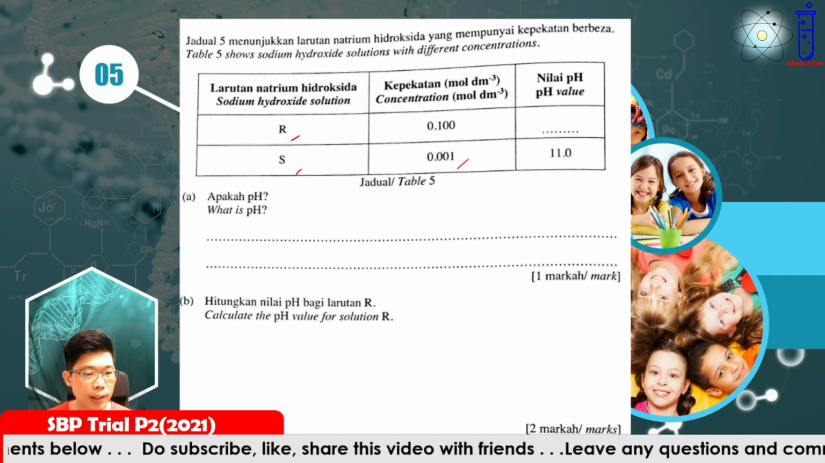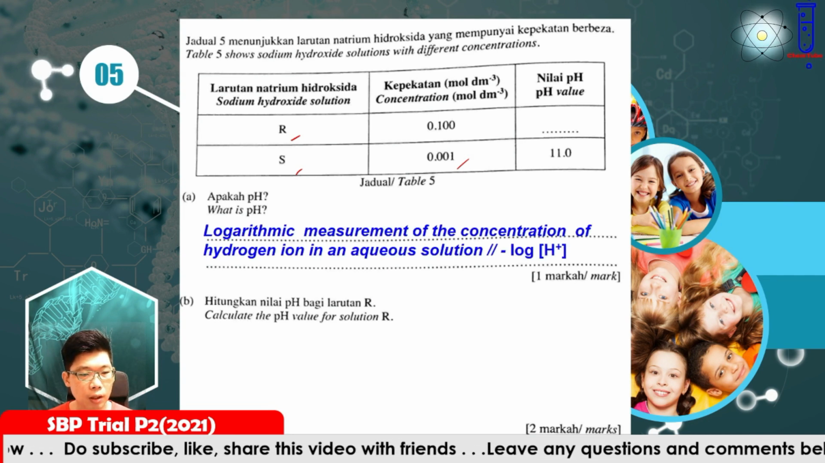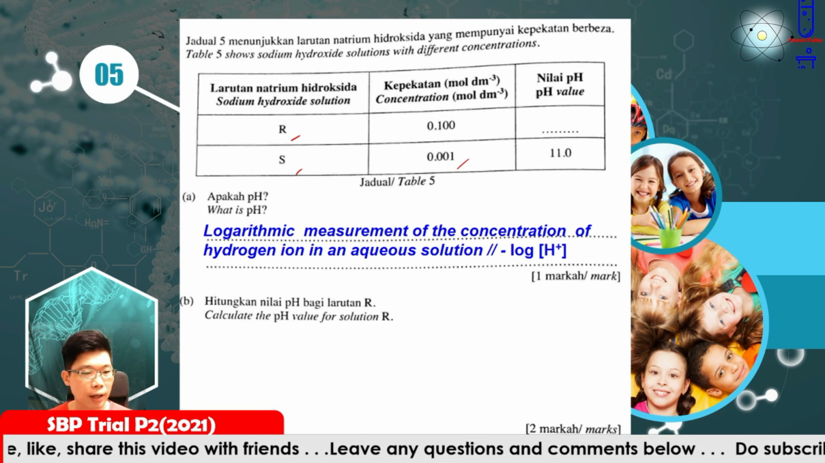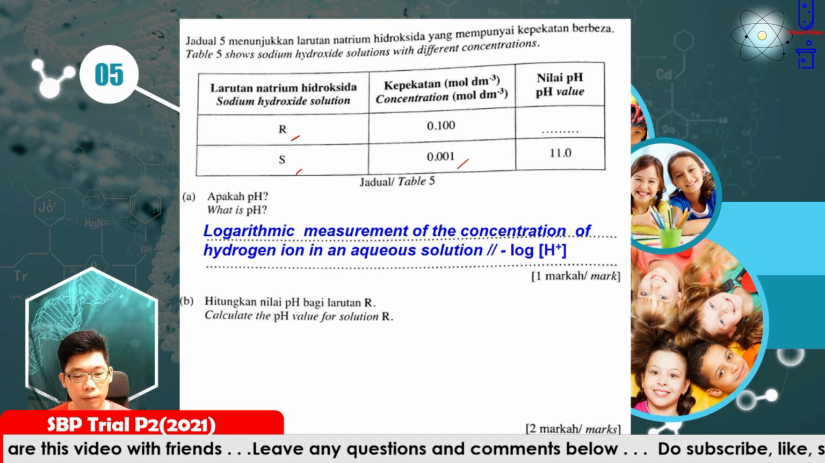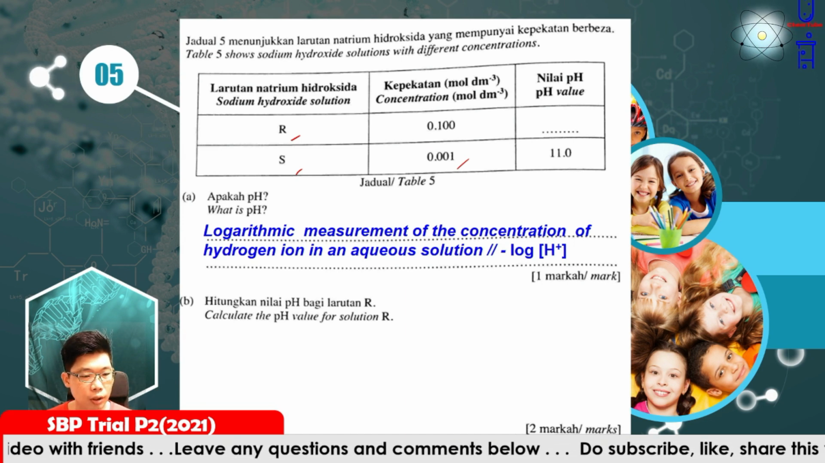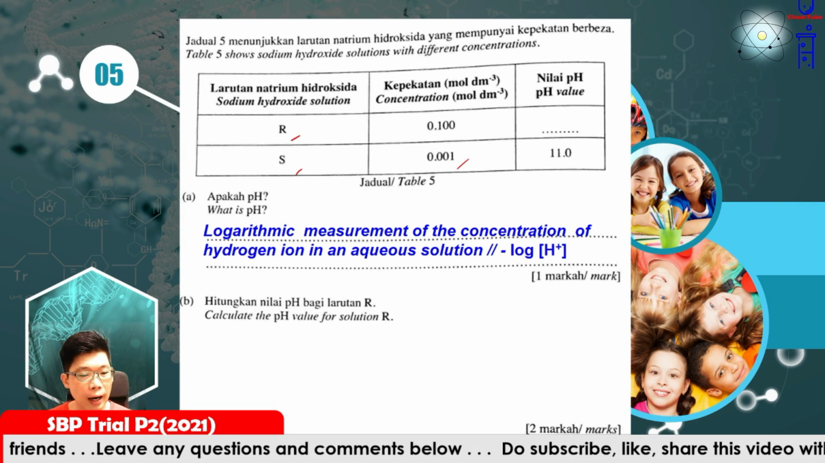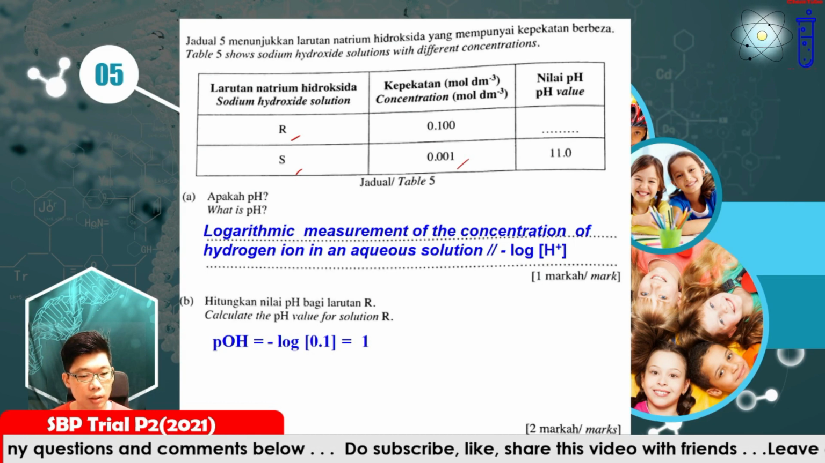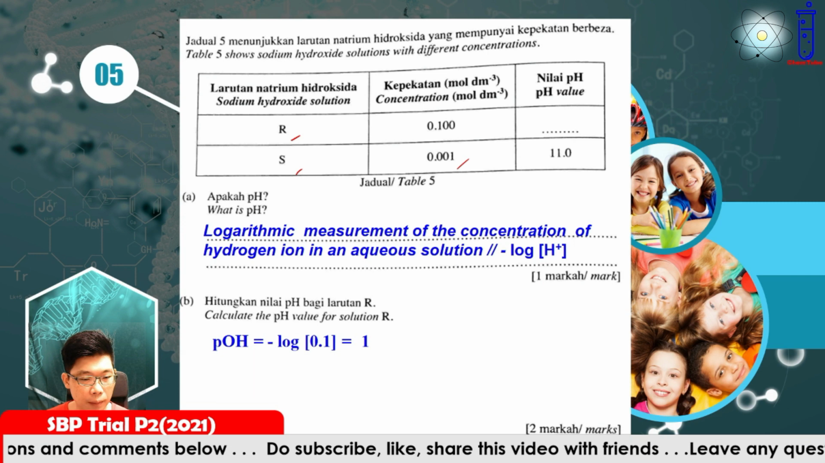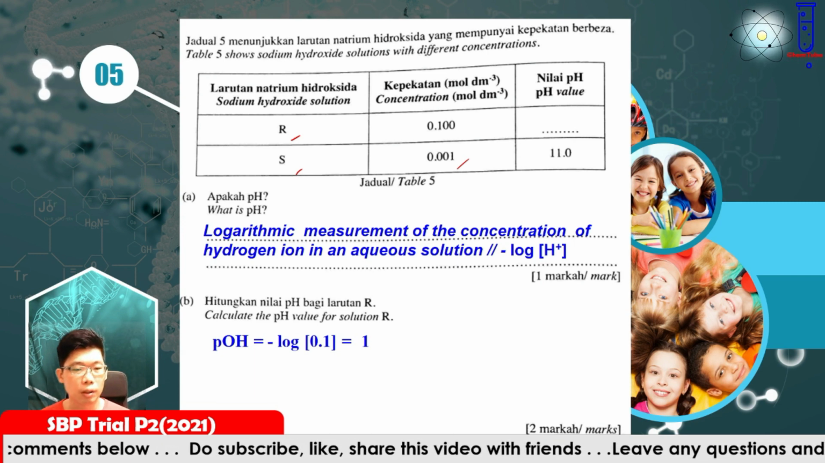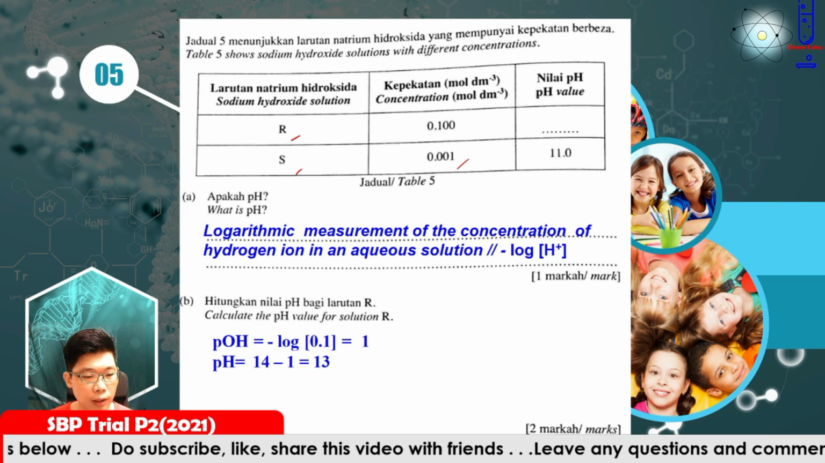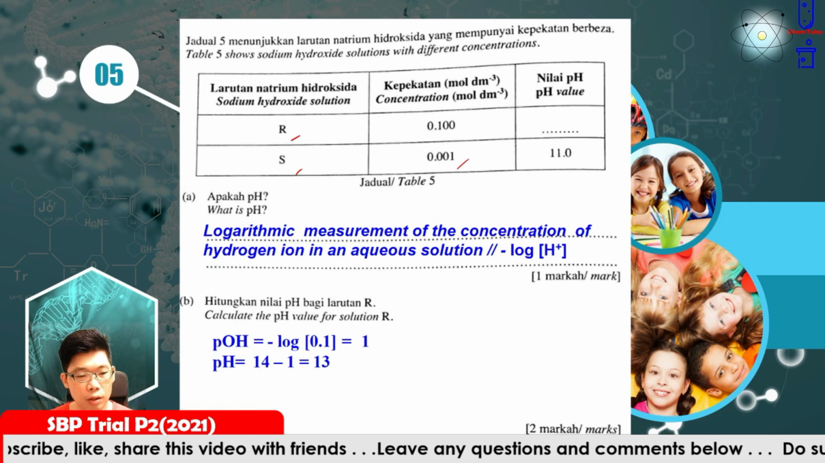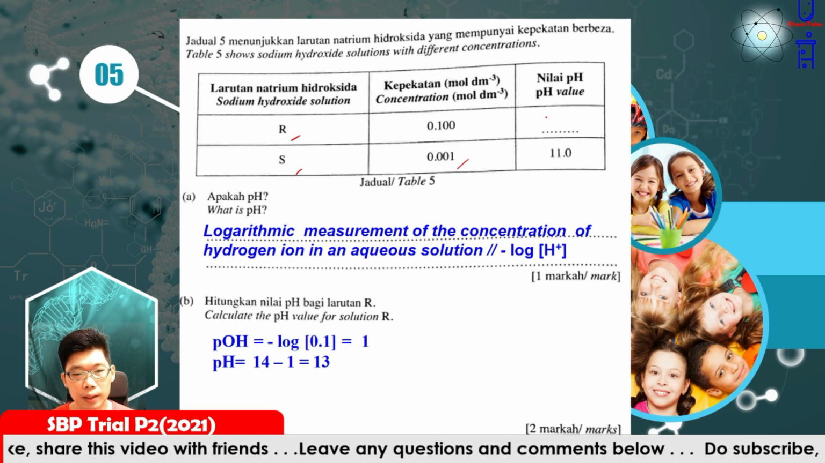First question, what is pH? pH is a logarithmic measurement of the concentration of hydrogen ions in an aqueous solution, or negative log concentration of hydrogen ions. Now calculate the pH value of solution R. Here for solution R, we can use the formula for pOH. Negative log of concentration 0.1, so you get 1 pOH. But be careful here, this is pOH, not pH. So how to get the pH? We know that pH is 14 minus the pOH, which is 1, so it's 13. So the pH for R will be 13.